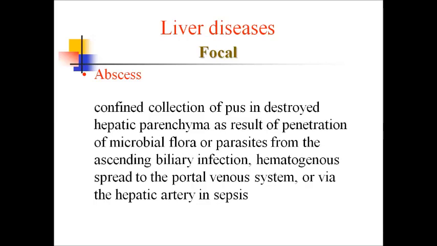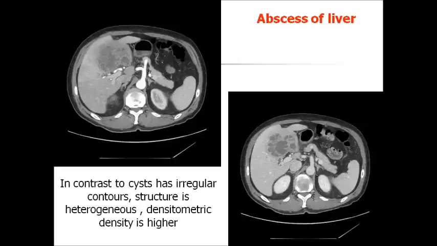An abscess is a confined collection of pus in destroyed hepatic parenchyma as a result of penetration of pathological flora or parasites from ascending biliary infection, hematogenous spread to the portal venous system, or via the hepatic artery in sepsis.